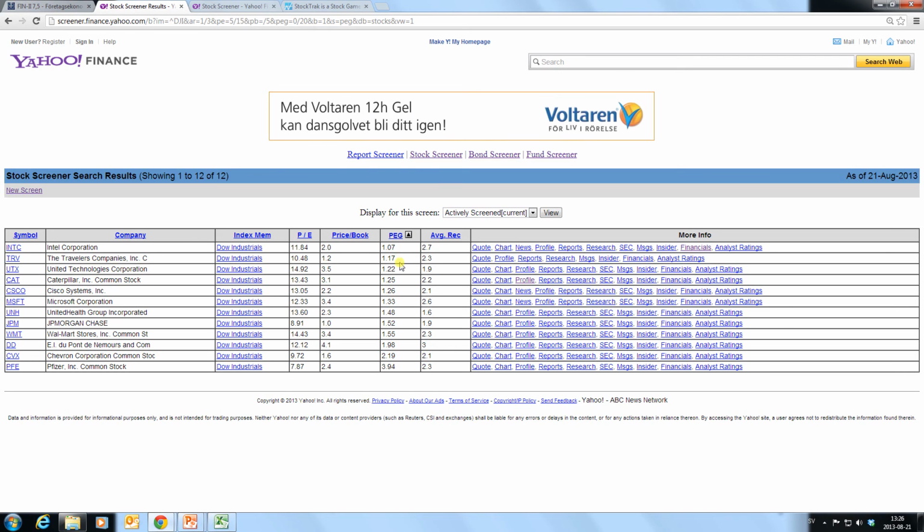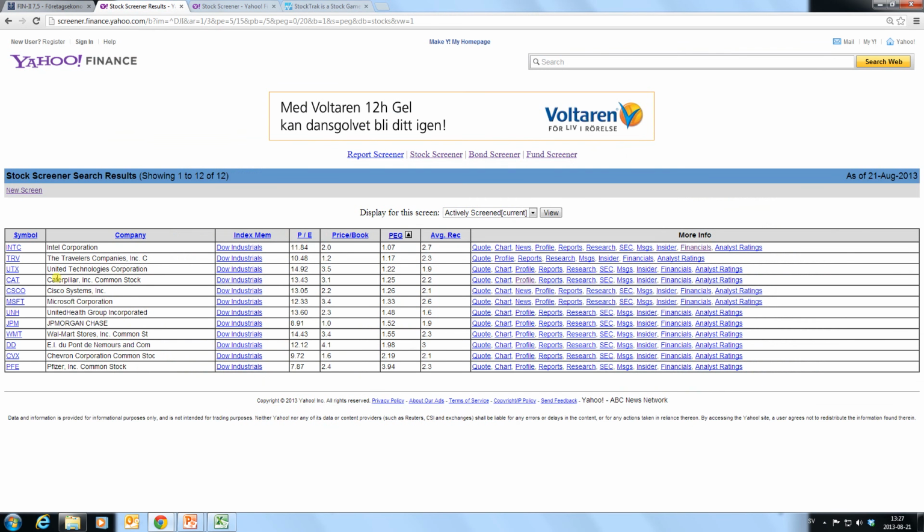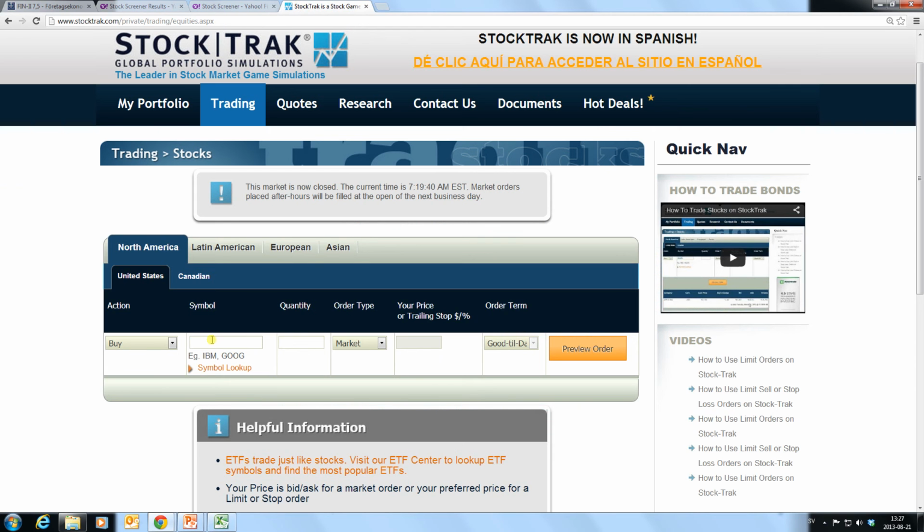Okay, and I'm also going to buy the 2 top shares based on this ratio. So I'm going to buy Intel Corporation as well as the Travelers Companies Incorporated. So we now go to the StockTrack website again. We have to take the symbol of the company. So for Intel Corporation, we have the symbol INTC. So we copy that, go to StockTrack, and enter the symbol here.